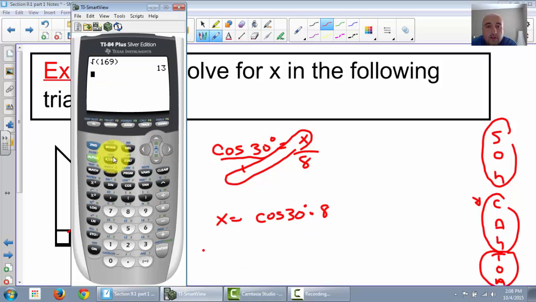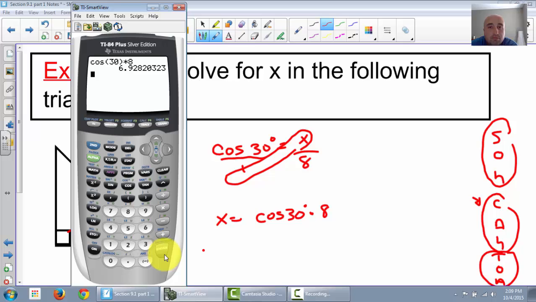All right, well, this is just a calculator problem. Now, the thing we have to make sure is our calculator is in degrees because this is 30 degrees. So notice my calculator right now is in radians. To get there, all you have to do is hit mode and then make sure you're in degrees. If it's not, go down to degrees, hit enter on it, and then we'll be good to go. Second mode will take you back to the home screen. So the problem says x is equal to cosine of 30 times 8. And make sure you close your parentheses on the 30.